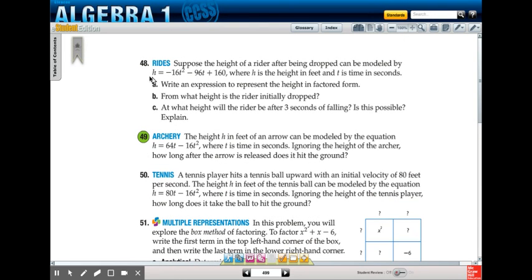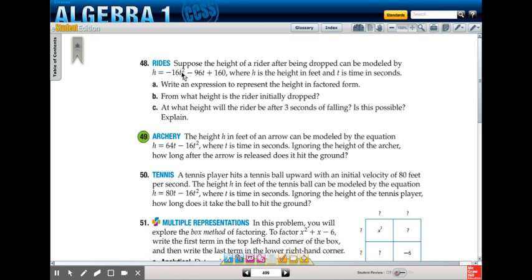48? Hey, guess what? Here is the height of a rider being dropped. That can be modeled by this. What does that mean? Where h is the height in feet and t is the time in seconds. Write an expression to represent it in factored form.